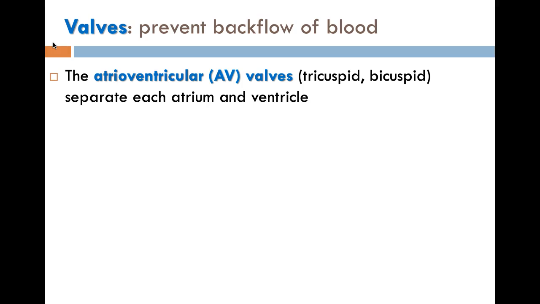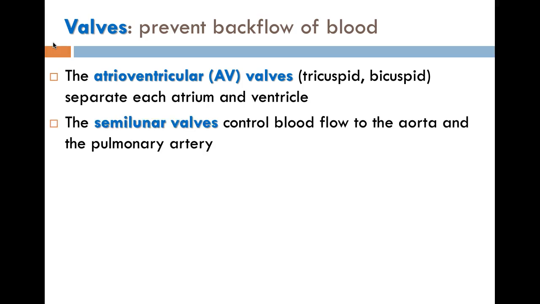The other two valves that you need to know are the semilunar valves, and the semilunar valves control the blood flow to the aorta and the pulmonary artery. So these are the valves as the blood actually exits the heart, leaving from the left ventricle to the aorta and leaving from the right ventricle to the pulmonary artery, which is going to go across the lungs.